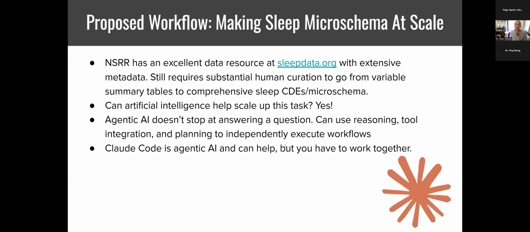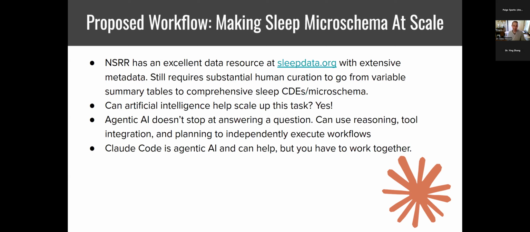So it would be very helpful to have some sleep CDEs. And I think that I would like to present a proposed workflow here with Ying to make these sleep CDEs into microschema and to do so at scale. So NSRR, as you know, has an excellent data resource at sleepdata.org with extensive metadata. And this is exactly what you need in order to create a comprehensive sleep CDE resource. But this still requires substantial human curation to go from these variable summary tables to comprehensive sleep CDEs / microschema.